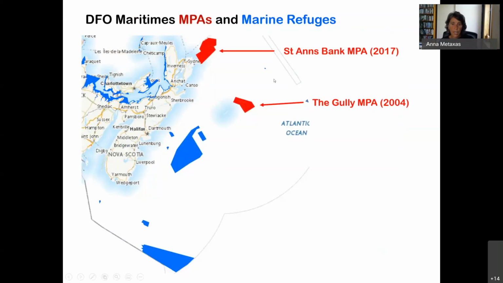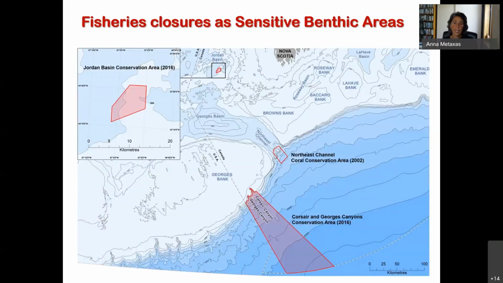We have in red MPAs, so we have 2 marine protected areas, and then in blue we have those marine refuges that I was talking about that are not really MPAs, but they do offer some temporary protection to biodiversity. I will talk specifically about this area here, Corsair Canyon and Georges Canyon, which is an area that was closed in 2016. That was the original closure, and then now has become part of the blue box. And it was closed as sensitive benthic area because of some of the research that we did there.